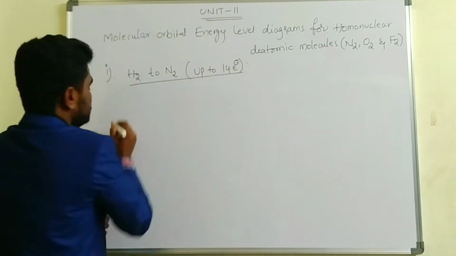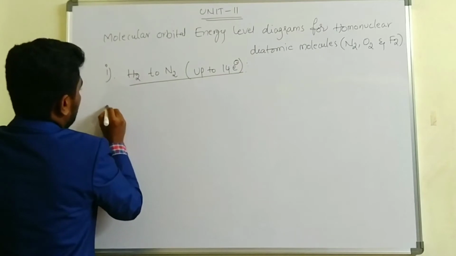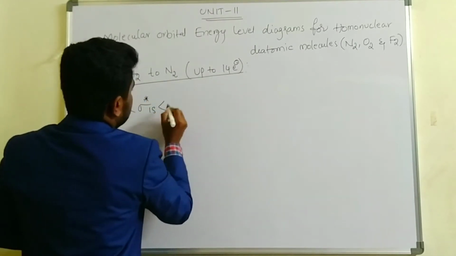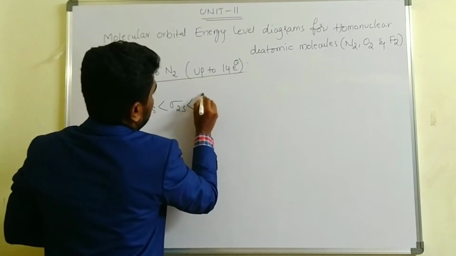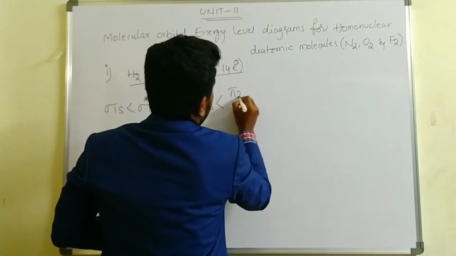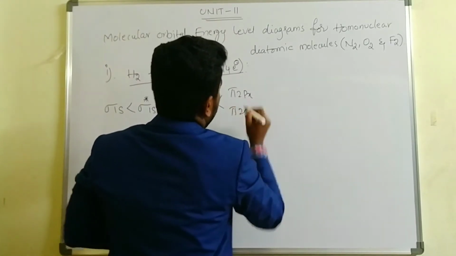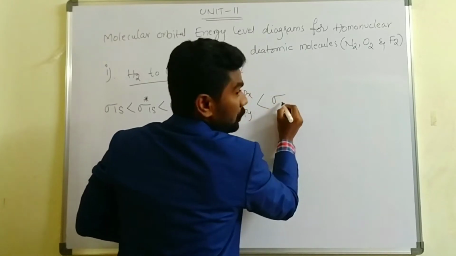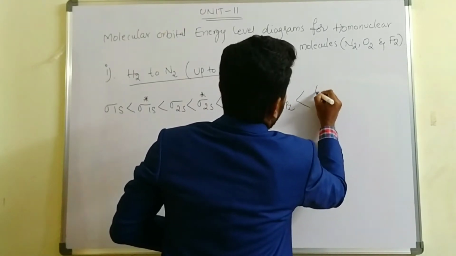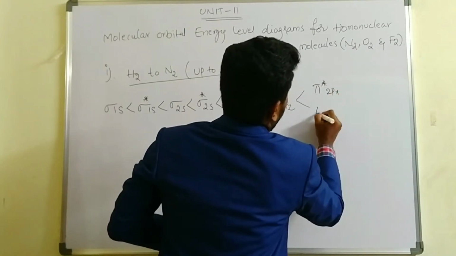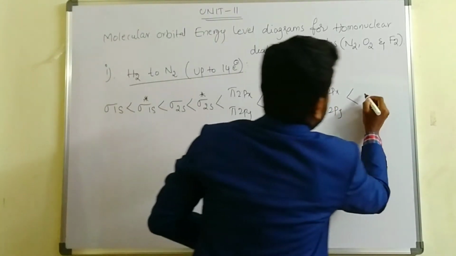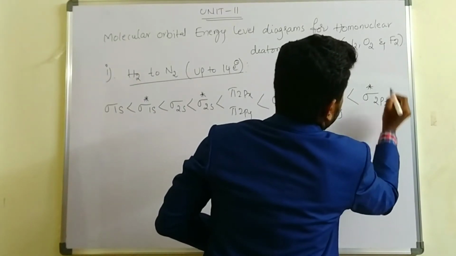If you see here, sigma 1s is less than sigma star 1s, which is less than sigma 2s, sigma star 2s, which is less than pi 2px, pi 2py, which is less than sigma 2pz, and it is also less than pi star 2px, pi star 2py, and it is also less than sigma star 2pz.